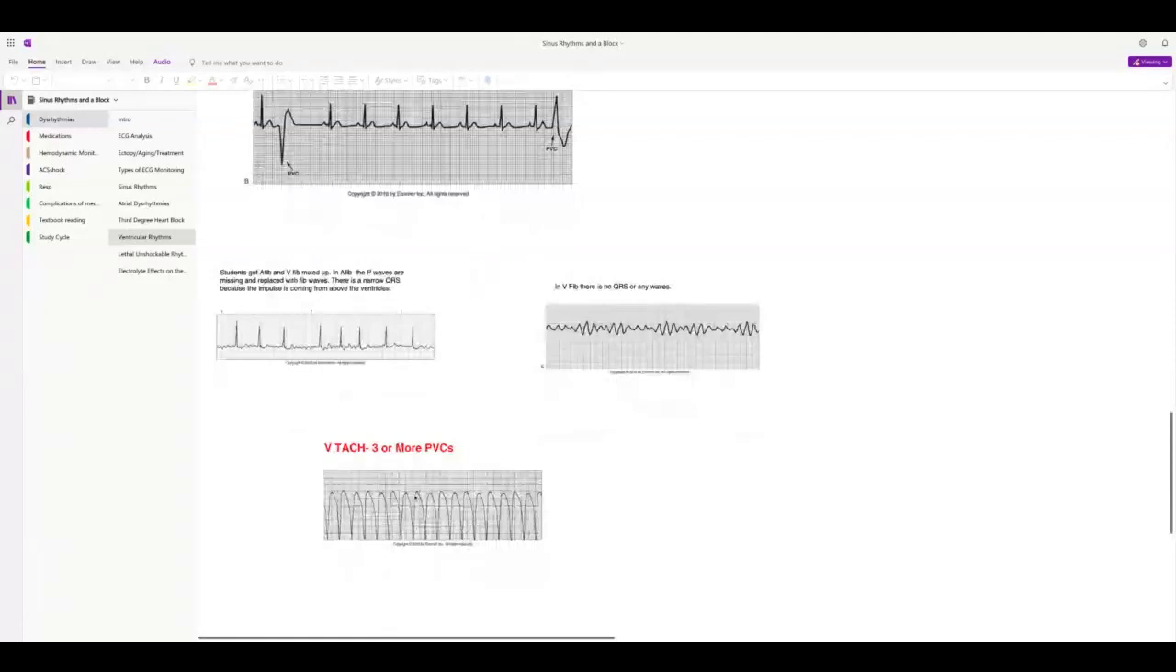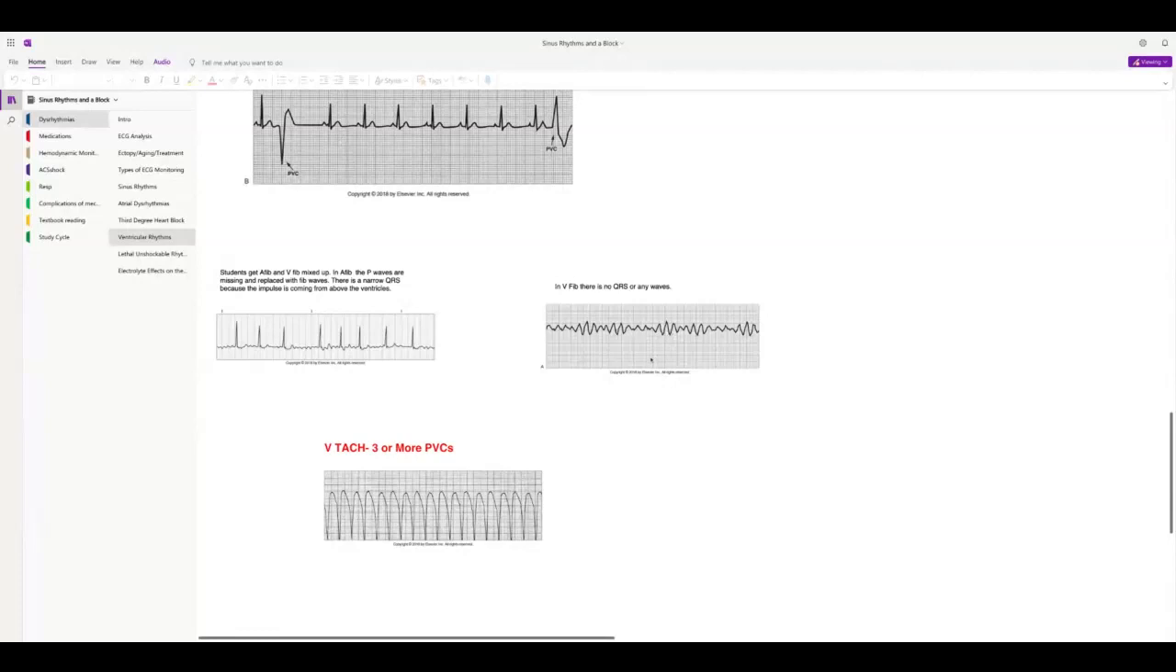Now, how you can distinguish VTAC from VFib, if you look at VTAC, it's a regular rhythm, right? And I can clearly count 1, 2, 3, 4. Here, I can't really count because I don't know, am I counting this little thing right here? Am I counting this little thing? Okay, so this is not regular, okay?